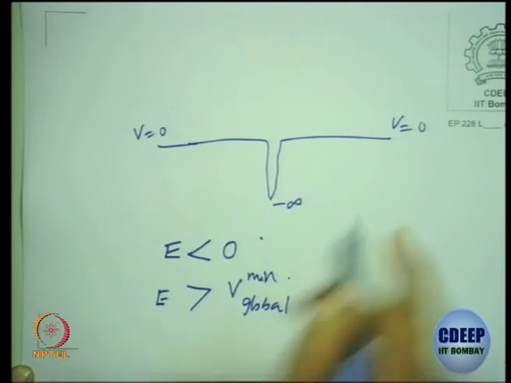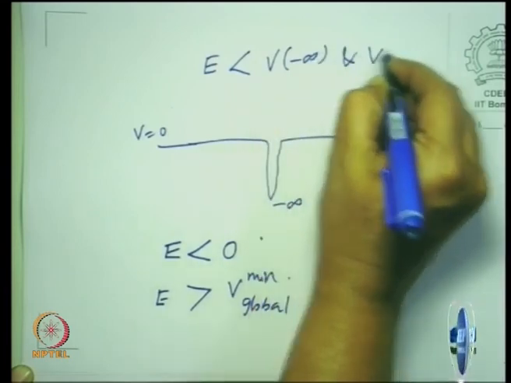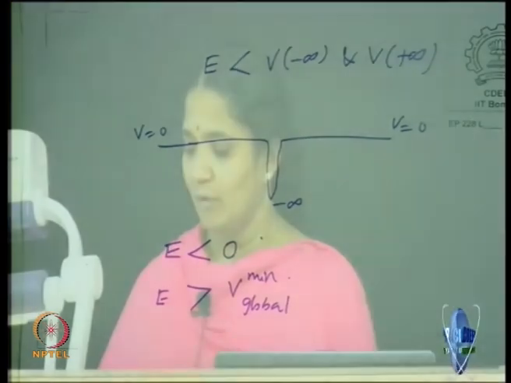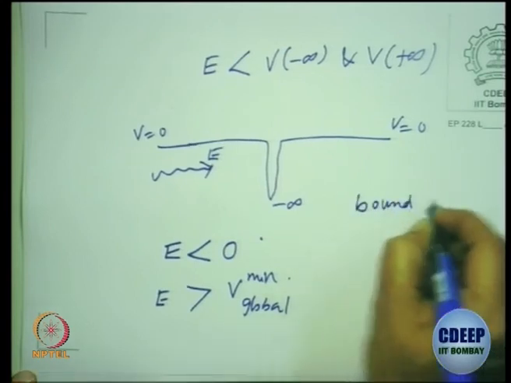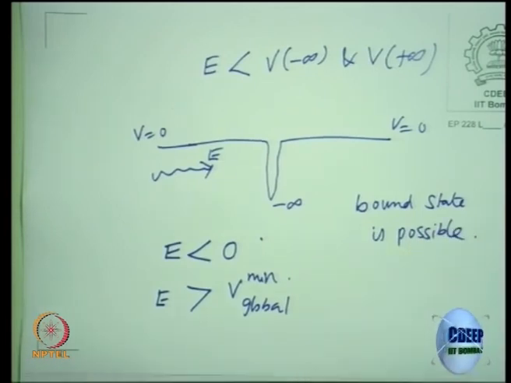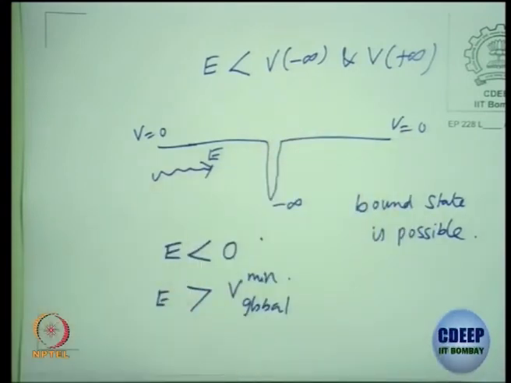Is that correct? For the bound state, E should be less than V at minus infinity and V at plus infinity, which are both 0. So E should be negative, but E should be greater than the global minimum. So, you can have energies of the particle like this. So, a bound state is possible, right? You all agree? It's possible.